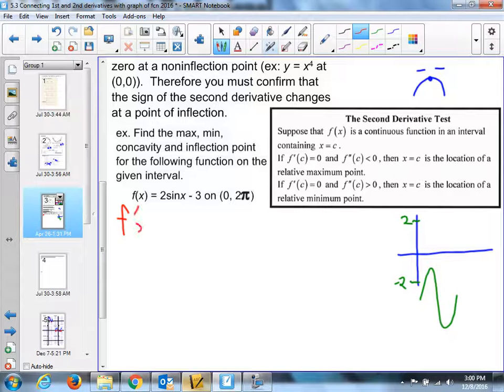F prime of x. In this case, the 2 sine of x minus 3, well, the 3 disappears. 2 cosine of x, good. And the second derivative, the derivative of the derivative of 2 cos of x, negative. So, as long as you remember the negative sign: negative 2 sine of x.